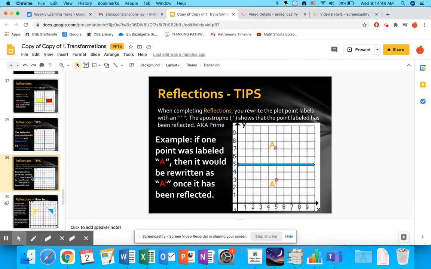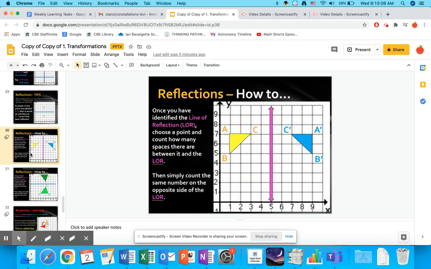So this just goes back to what I was saying about the original shape is always the one without the apostrophe, and the new shape is always the one with the apostrophe. Another way of saying this is just saying prime. So this is A prime. A prime is always the new shape. Or the new location, sorry.